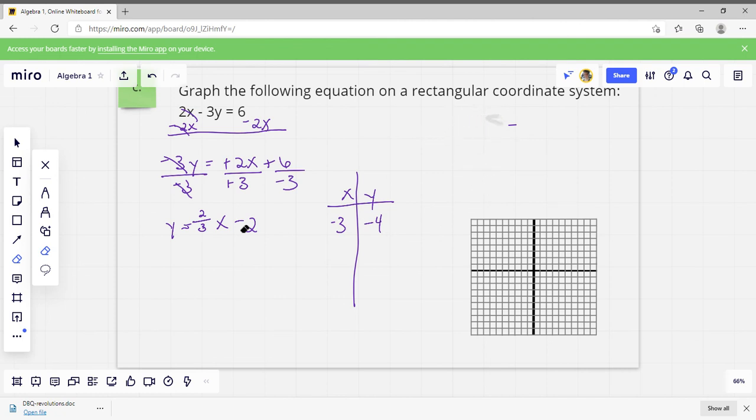Let's try 0. 0 usually works pretty good. So if I said y equals 2 over 3 times x, which is 0, minus 2, all that would just be 0, so that would be negative 2. And then let's try 3, positive 3. So y equals 2 over 3 times x, which would be 3 over 1, minus 2. These 3's are going to cancel each other out. We're going to have 2 minus 2, and that would be 0. Alright, so now I just have to graph it.